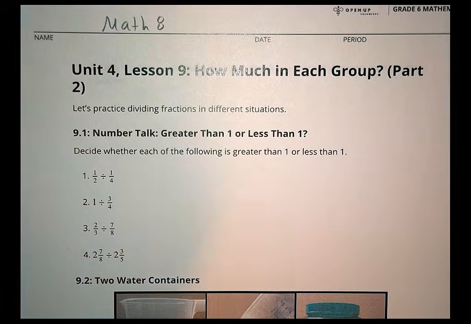Hey, this is Math 8, Unit 4, Lesson 9. How much is in each group? Part 2. Let's practice dividing fractions in different situations.